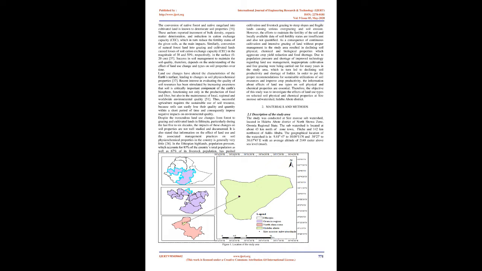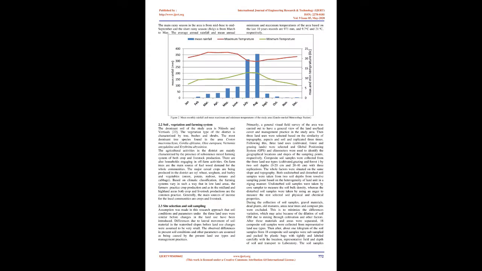As a consequence of continuous cultivation and intensive grazing of land without proper management in the study area, soil physical, chemical, and biological properties declined, which aggravate crop yield reduction and food shortage. Due to population pressure and shortage of improved technology regarding land use management, inappropriate cultivation and free grazing were being carried out for many years in the study area, which in turn led to declining soil productivity and shortage of fodder. In order to put the proper recommendations for sustainable utilization of soil resources and improve crop productivity, the information about effects of land use types on soil physical and chemical properties is essential.